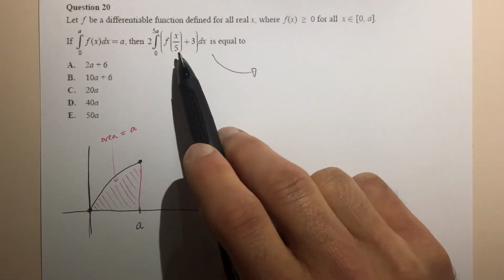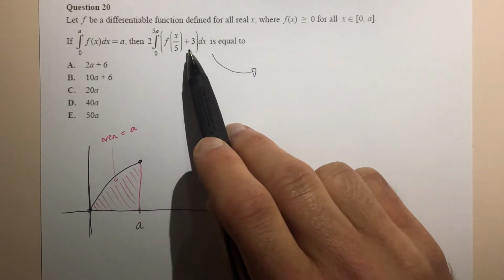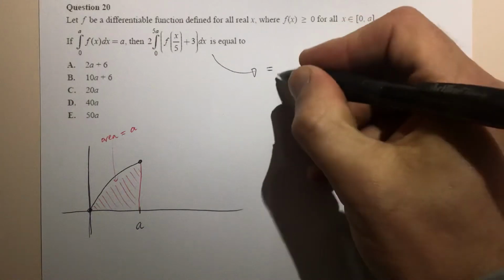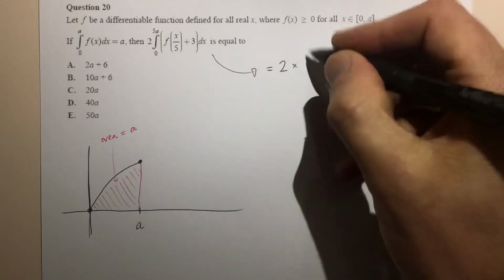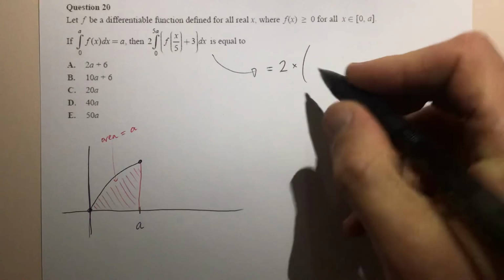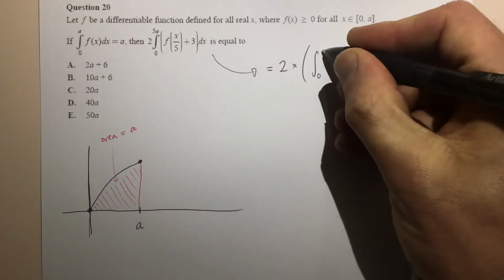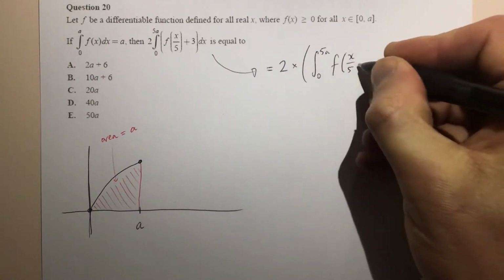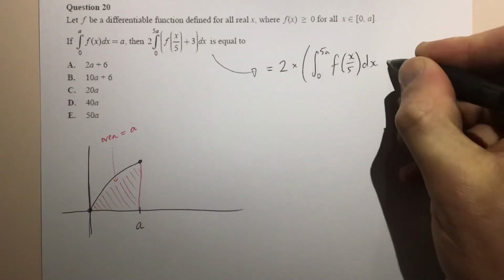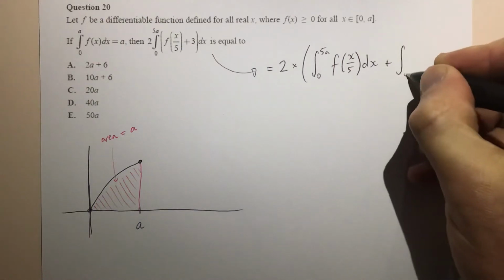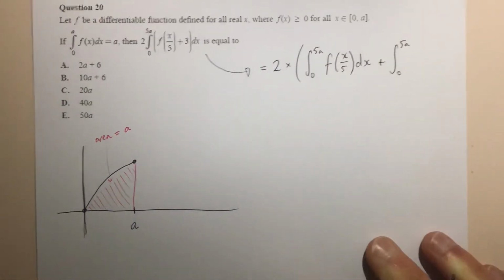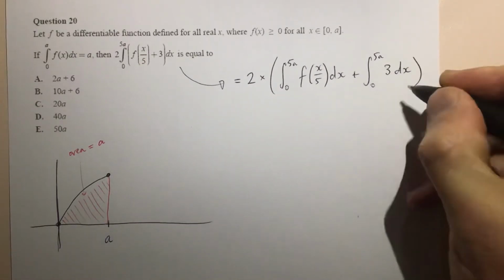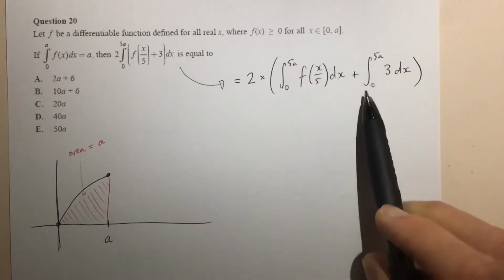One of the things that we know is that if we've got the sum of two things inside of an integral, we can separate those into two different integrals. So I'm going to call this 2 times, and the whole thing's still going to be multiplied by 2. So I'm going to split this into the integral from 0 to 5a of f of x on 5 with respect to x, plus the integral from 0 to 5a of 3 with respect to x.